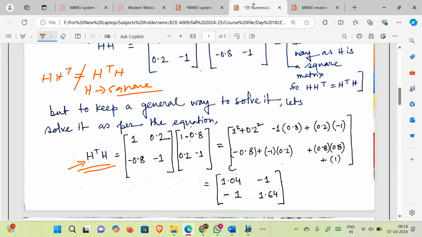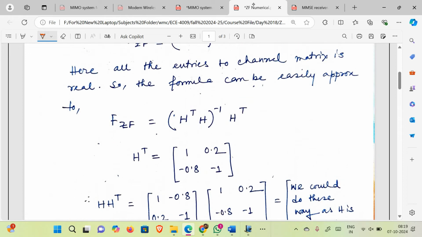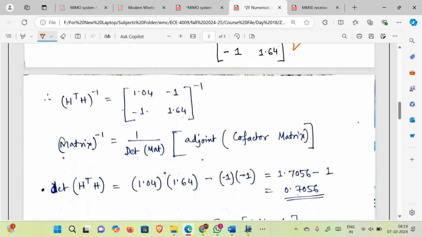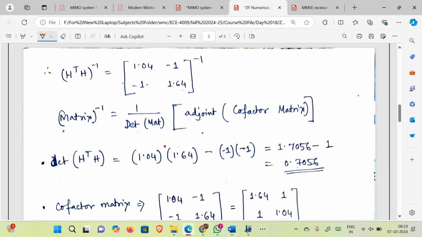So H transpose H, we are just substituting it over here. I've given the individual steps also for anyone who has a doubt. But anyway, I think if you can substitute the data in your calculator, it will give you the final answers. So that will be the H transpose H. Now the only portion that comes in is, in the formula, if you go back, we have to take the inverse of it. So we have to take the inverse of H transpose H.